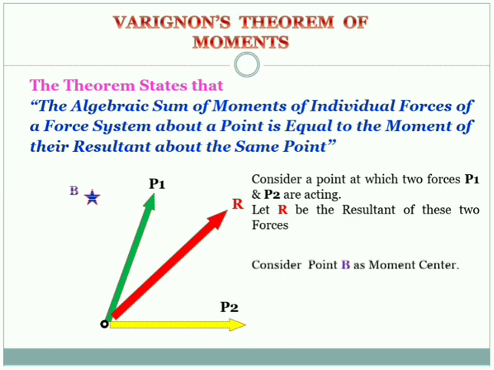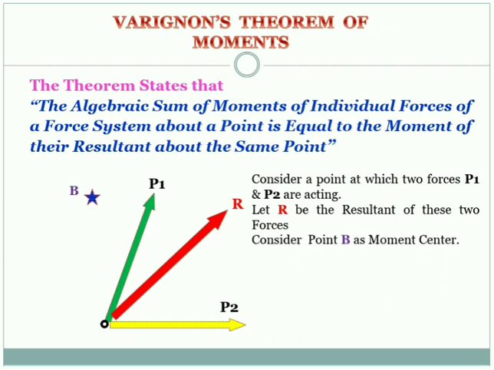Consider a point B as the moment center, shown here by a star mark. About this point I want to find the moment. Out of the three forces, none are going through that point, or meeting at that point. About the point B, I want to find the moment of the forces.